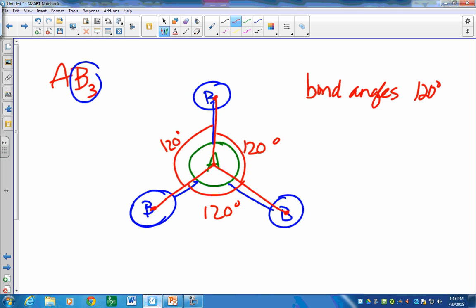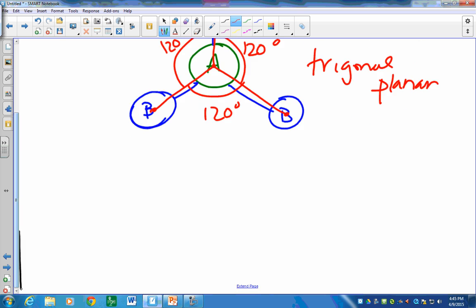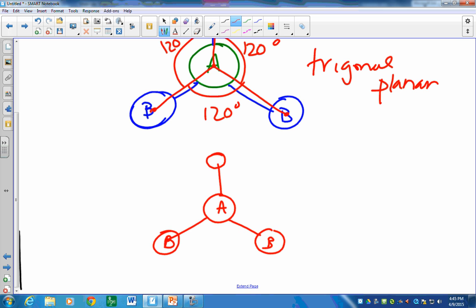This shape is called trigonal planar. Even though I'm a really bad drawer, let me go again, a little quicker. If I do this with BBB, you can see where the trigonal part is coming from. You can see the triangle, and it all sits in the plane. The other thing I want to tell you is that AB3 has a bond angle of 120 degrees.